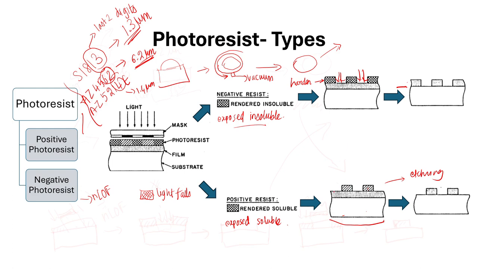But in the case of positive photoresist, say here we have some opaque region, wherever light is exposed, it will become more soluble to the developer. Wherever light is not exposed, it will remain insoluble. So when we do development, this pattern will remain insoluble and the remaining pattern will get dissolved. Is this understood?